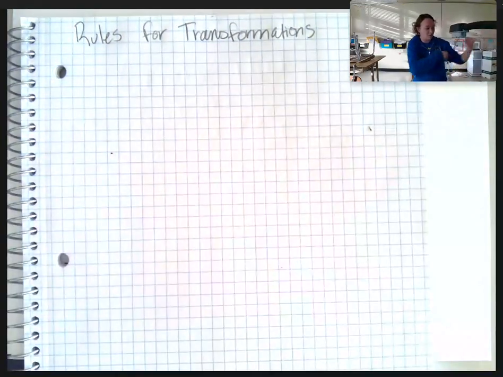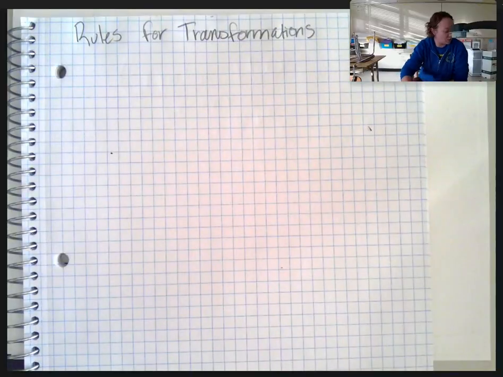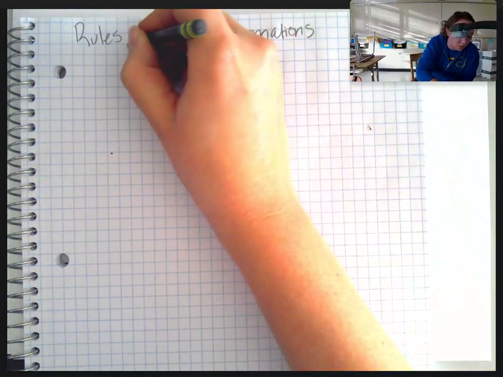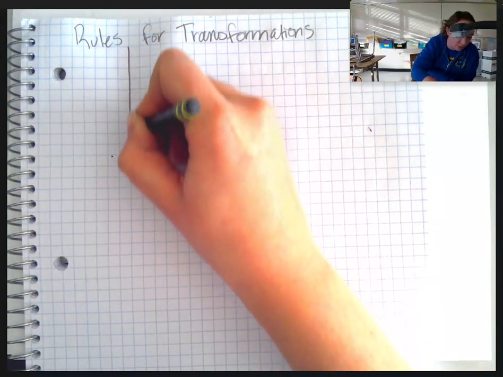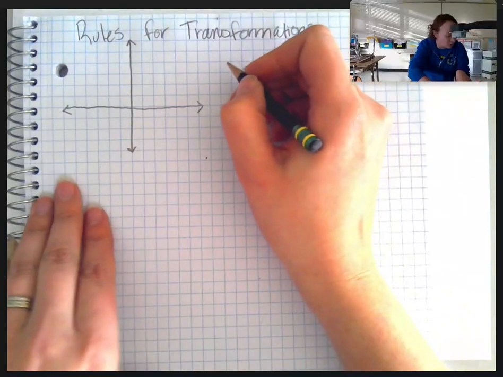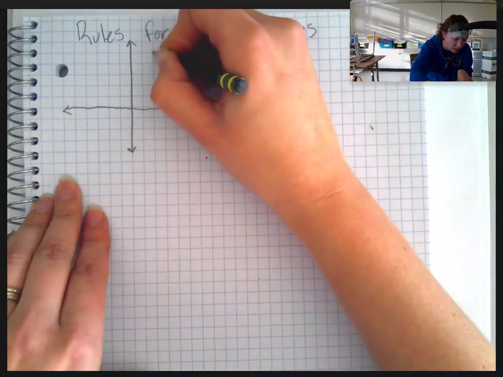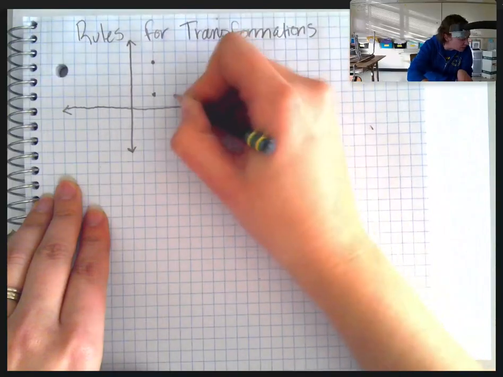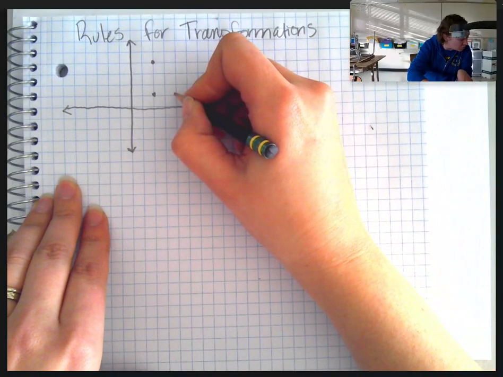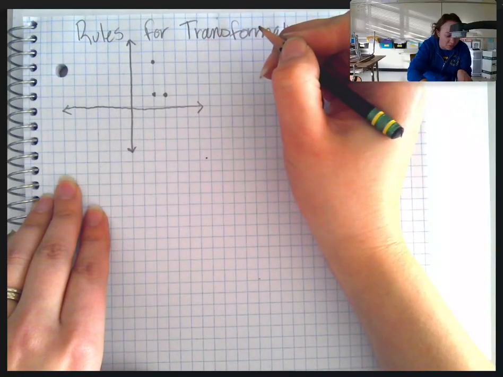All right, in this video, we are going to learn rules for transformations and how we can describe them using coordinates. So we're going to start off with a little graph like we did last time. And we're going to make a very simple triangle. We're going to put one corner at 2, 1, the next one at 2, 4, and then the last one at 3, 1.